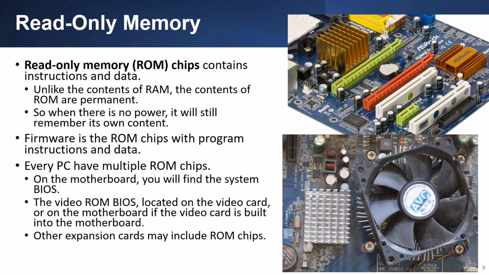Read-only memory, or ROM chips, contains instructions and data. Unlike the contents of RAM, the contents of ROM are permanent. When there is no power, it will still remember its own content. Firmware is the ROM chips with program instructions and data. Every PC has multiple ROM chips.